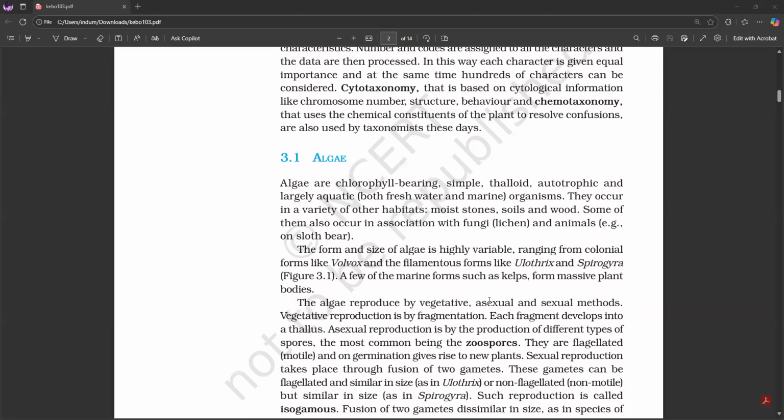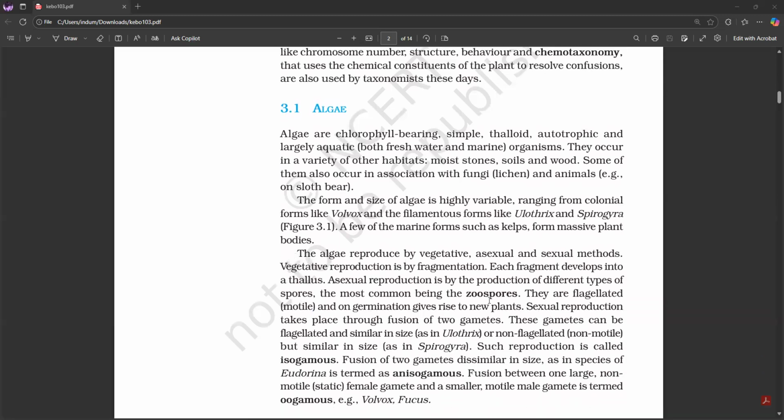3.1 Algae. Algae are chlorophyll bearing, simple, thalloid, autotrophic, and largely aquatic, both freshwater and marine organisms. They occur in a variety of other habitats, moist stones, soils, and wood. Some of them also occur in association with fungi, lichen, and animals, for example, on sloth bear.